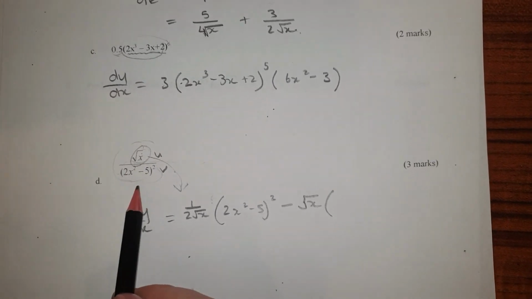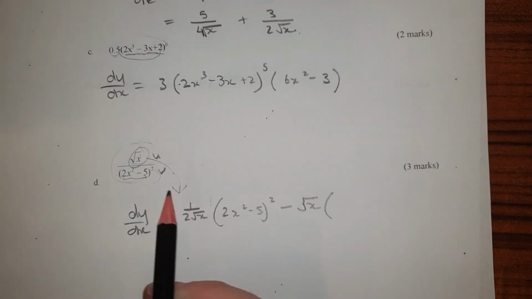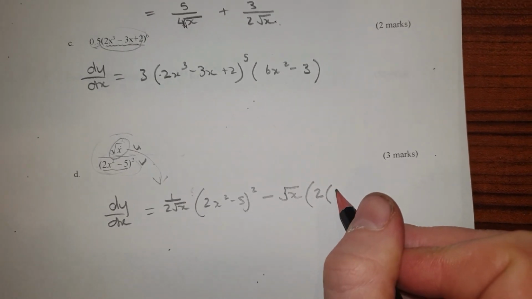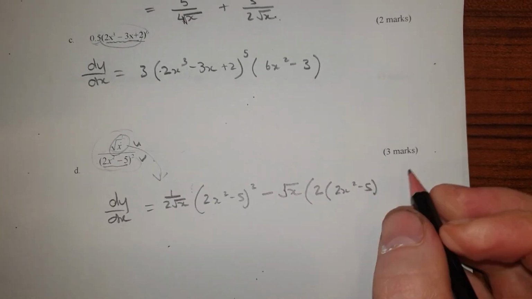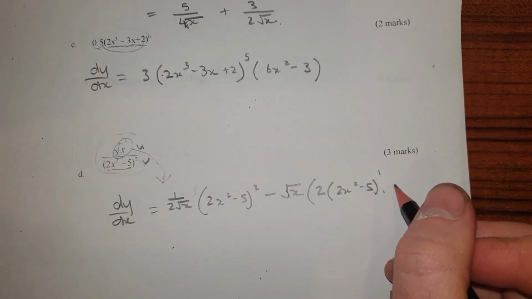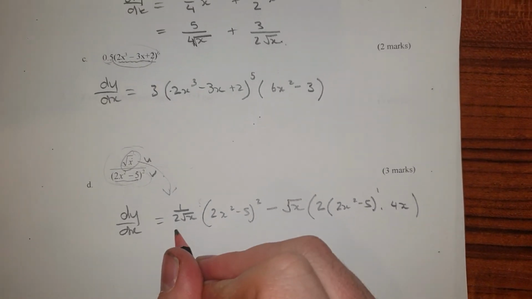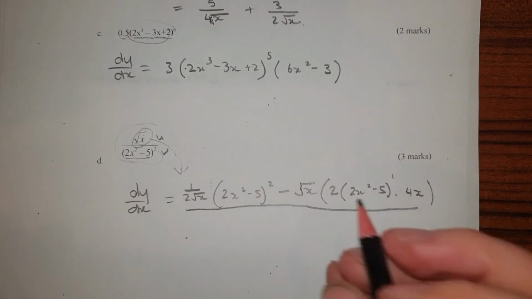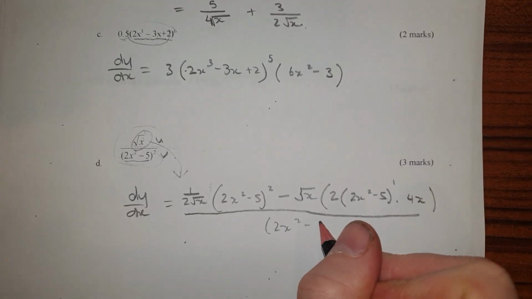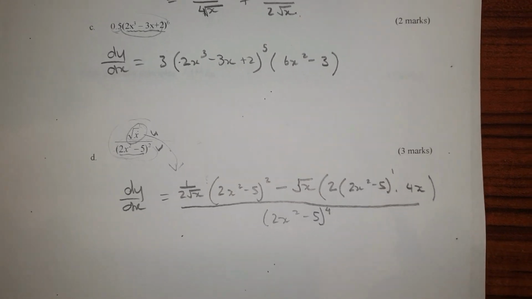Now my bottom function is a chain rule, isn't it? Got my inside function here, 2x squared minus 5, all to the power of 2. So I'm going to deal with my outside function first, which is 2, leave the inside, 2x squared minus 5, drop my power from 2 to 1, and then multiplied by the derivative of my inside function, which is 4x. And then I've got to divide by my bottom function here, squared, so 2x squared minus 5, which is squared, which would be to the power of 4, multiplied, not added.